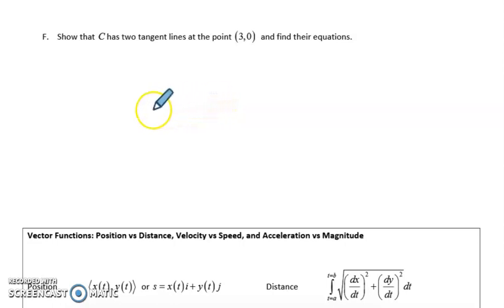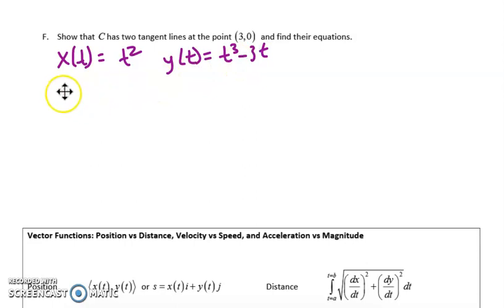Alrighty, let's continue actually with the same example. So we are talking about having the equations x of t equal to t squared, y of t equal to t cubed minus 3t. And if you recall, we had dy/dx equal to (3t squared minus 3) divided by 2t. Okay, so this question says, show that this curve has two tangent lines at the point (3, 0).